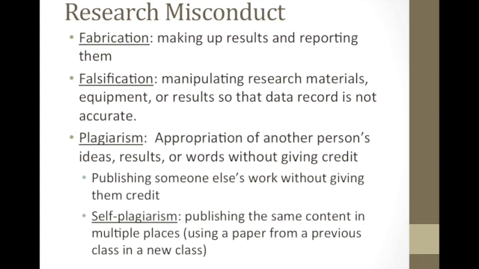Now, let's talk a little bit about research misconduct. In general, the National Science Foundation describes three types of research misconduct. There's data fabrication, which is where you're making up results and reporting them. So you haven't collected any data at all. You are essentially making them from scratch. There's data falsification, where you're manipulating research materials, equipment, or results so the data record is not accurate. One of the most common things we've seen recently is people manipulating images.